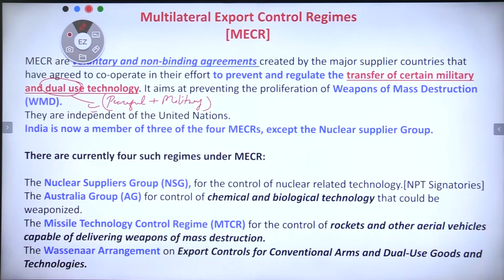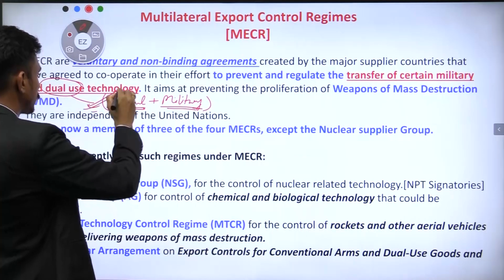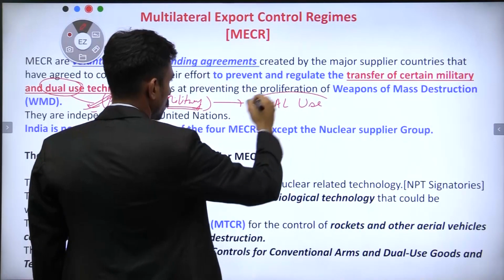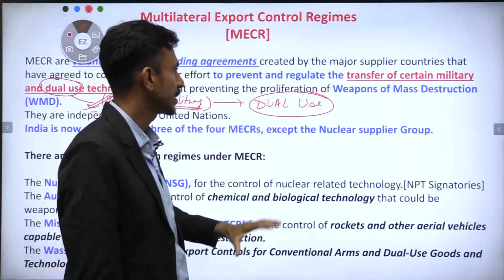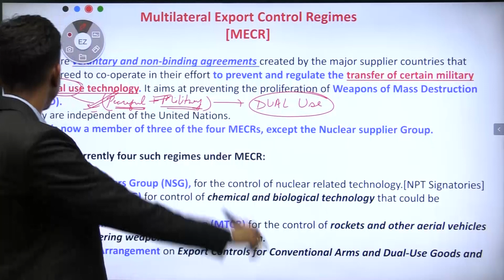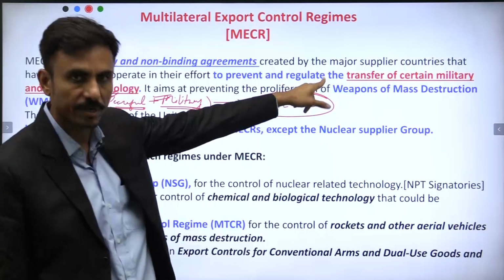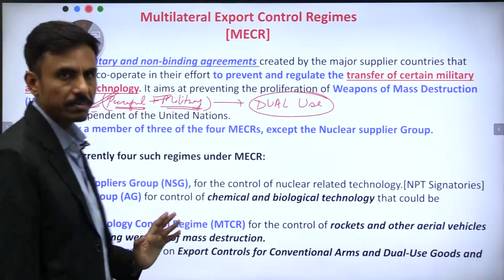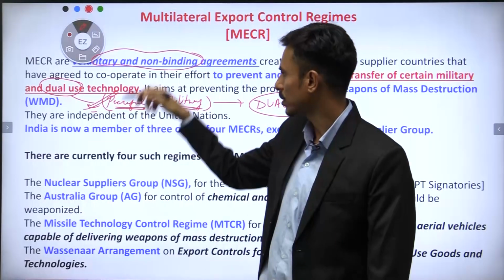Right? That means those equipments which are being used for peaceful as well as military purposes are called dual use technologies, right? So in this sense, it controls and regulates the transfer of certain military and dual use technology, and it aims to prevent the proliferation of WMDs or weapons of mass destruction. They are completely independent of the United Nations, and they are voluntary and non-binding. This is something which is very, very important, right?